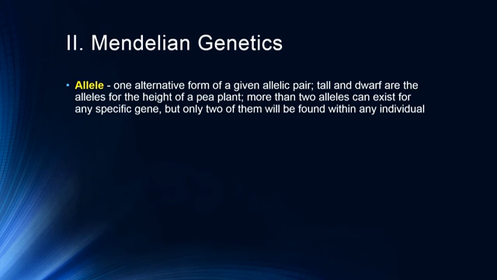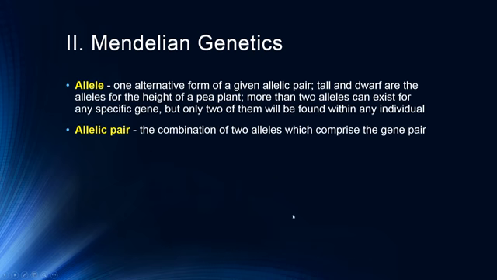So remember, genes are made up of specific sequences. A, C, T, and G are the letters for those. And so you can end up with any particular set of pairs, but only two of them will be found in any individual. So an allelic pair is the combination of two alleles which comprise the gene pair.